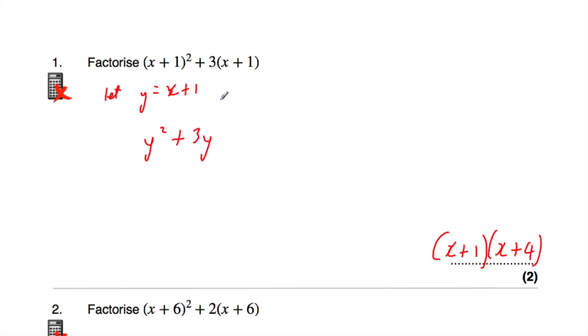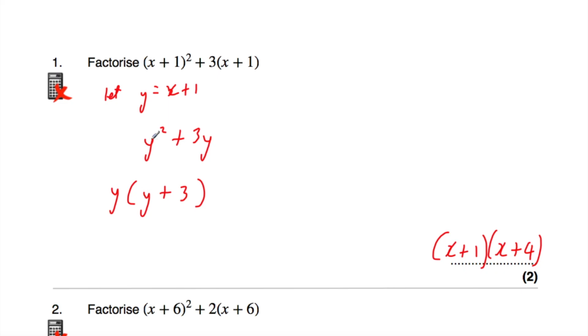Now we're going to factorise this. If I was given this and asked to factorise it, it's quite straightforward. We can just take the y out of y squared plus 3y. If I take the y out of y squared, it leaves us with y. And taking y out of plus 3y leaves us with plus 3. And so we'd have y(y + 3). And let's just check that.